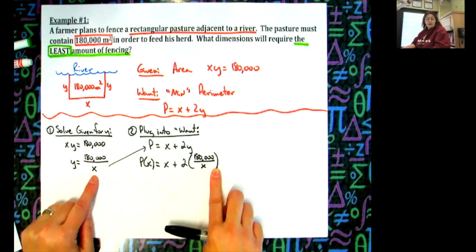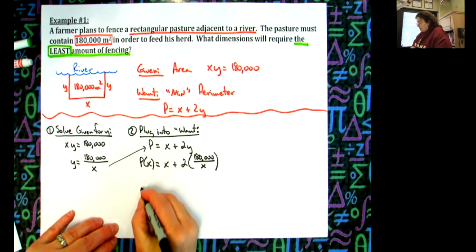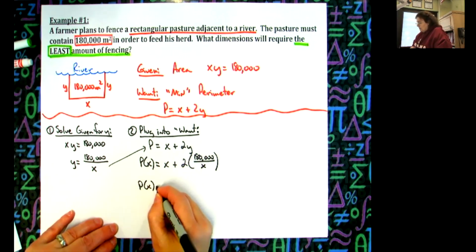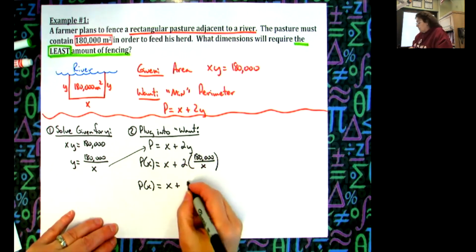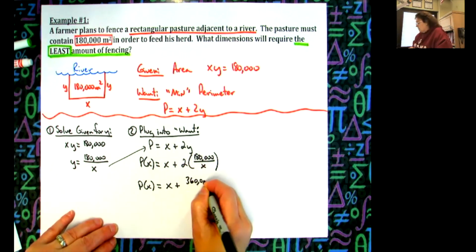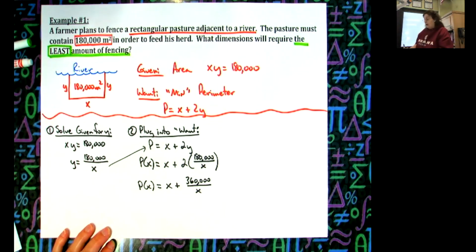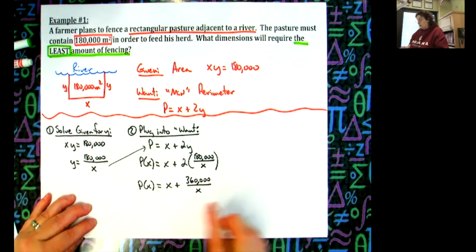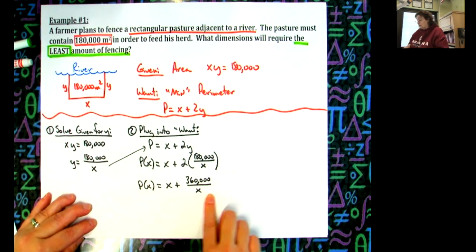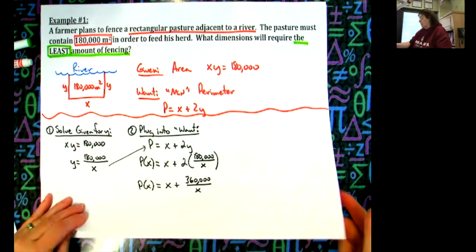Now let's go ahead and simplify this out a little bit. So P of x is equal to x plus, let's take 180,000 times 2, that'll be 360,000 over x. At this point, I think I'm going to go to a new piece of paper because it's going to get kind of long here. Keep in mind, this is going to be my P of x equation. I'm going to rewrite it in the next step since I'm having to go to a new piece of paper.